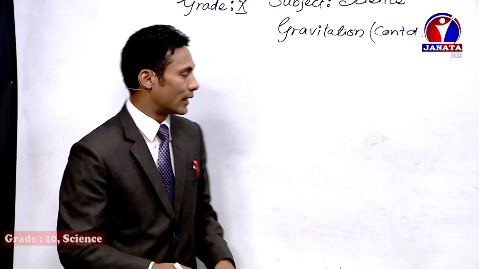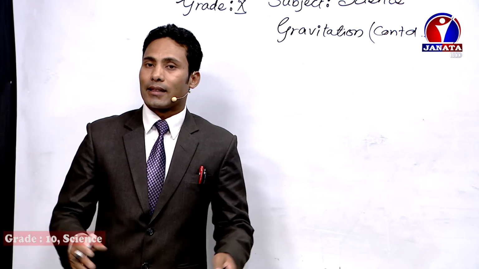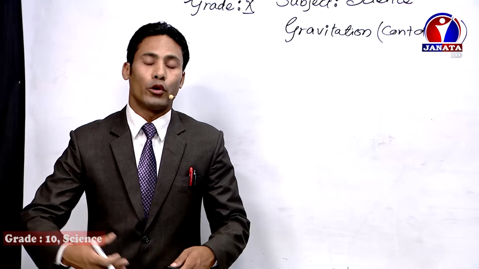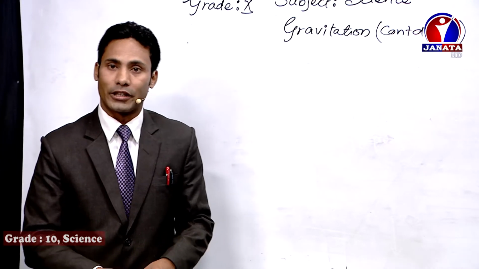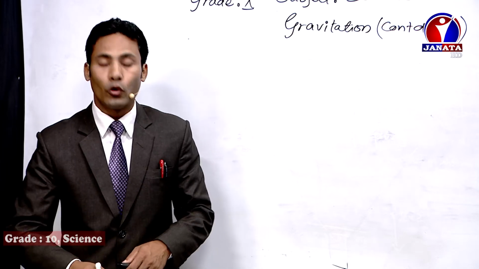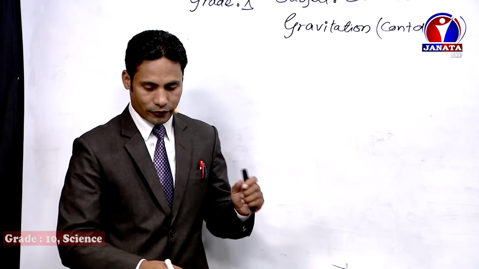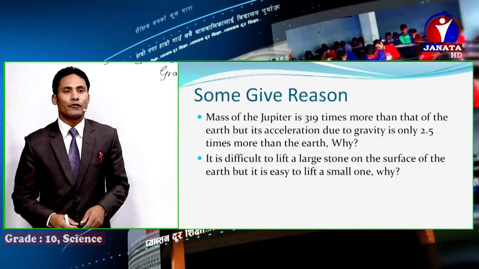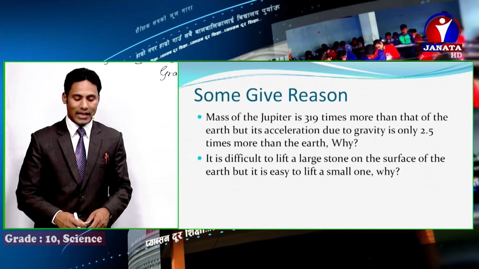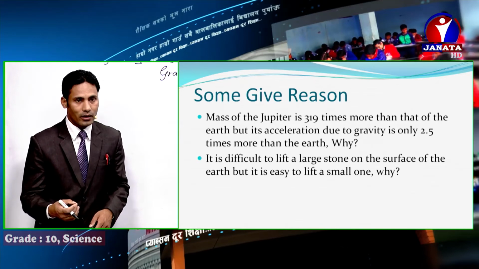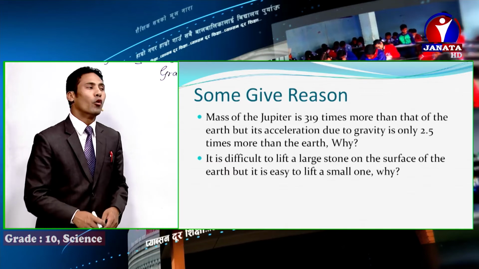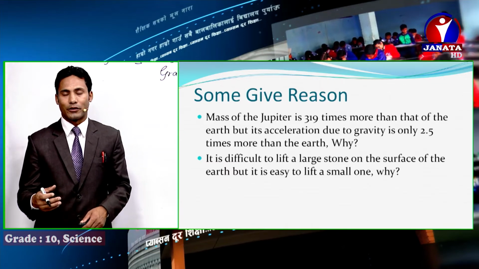That is weightlessness. So these are the things we discussed in grade 10. Let's discuss some more questions about this, give reasons, that we have discussed previously also. So let's discuss some more give reasons. Okay, the first give reason is: the mass of Jupiter is 319 times more than the mass of the Earth, but its acceleration is only 2.5 times more than the acceleration due to gravity of the Earth.